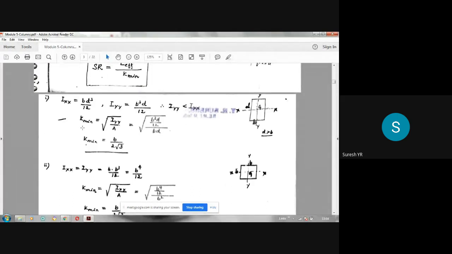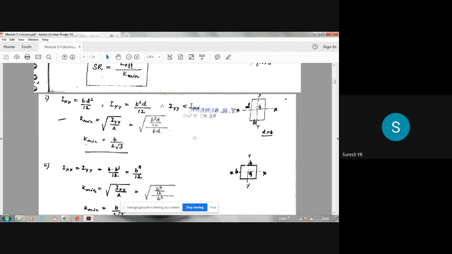Therefore, when you are calculating K minimum, that means the minimum radius of gyration, you have to take the minimum of IXX and IYY. In this case, IYY is minimum. So it is the square root of IYY by A, where IYY is B cube D by 12, divided by the area of this section.